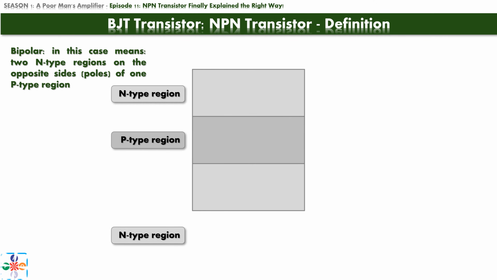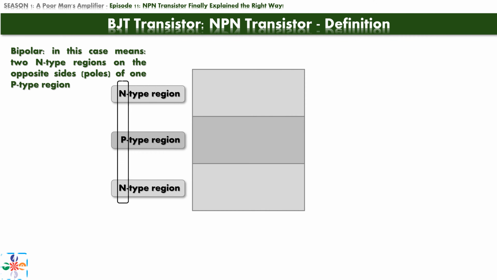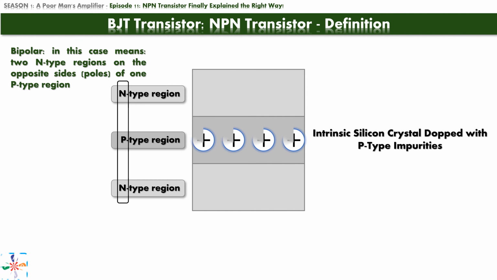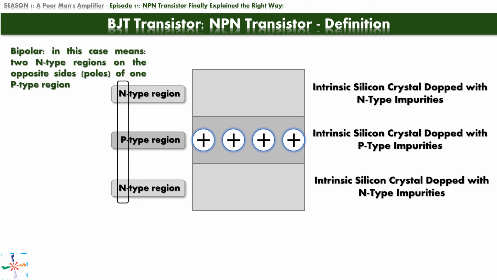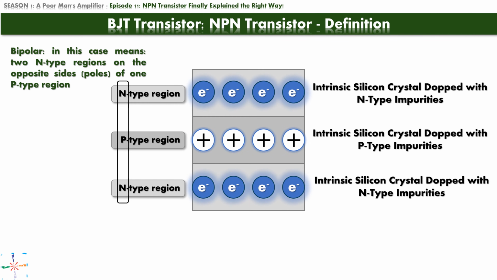In previous videos we learned that a P region is an intrinsic silicon crystal doped with impurities, so that it becomes positively charged, or simply put, it has an excess of holes, the positive carriers. Analogous to the P region, the N region is an intrinsic silicon crystal doped with impurities, so that it becomes negatively charged, or simply put, it has an excess of electrons, the negative carriers.